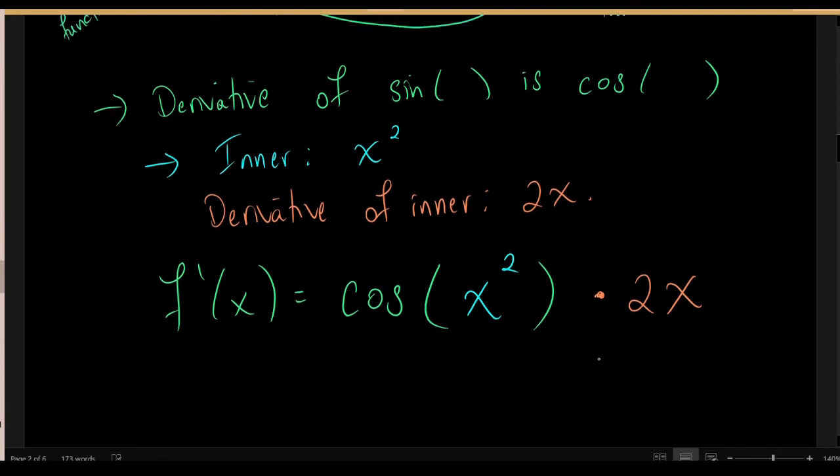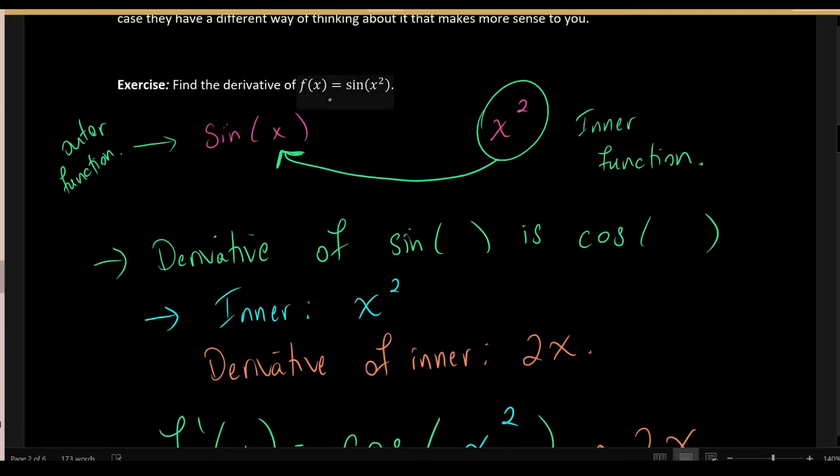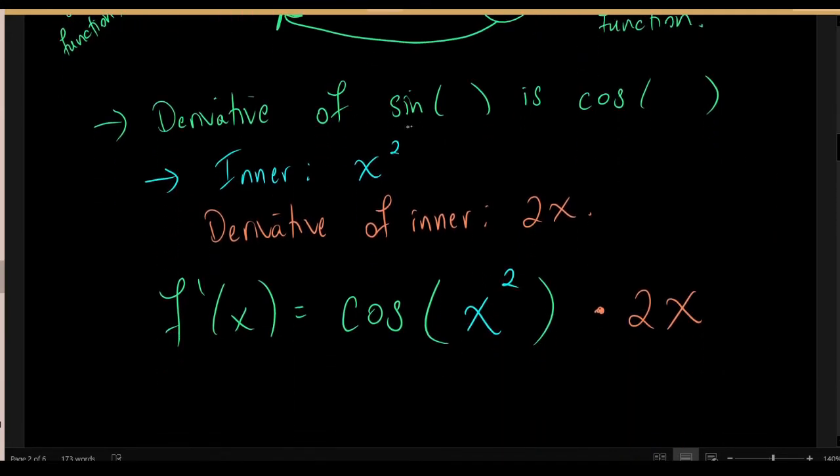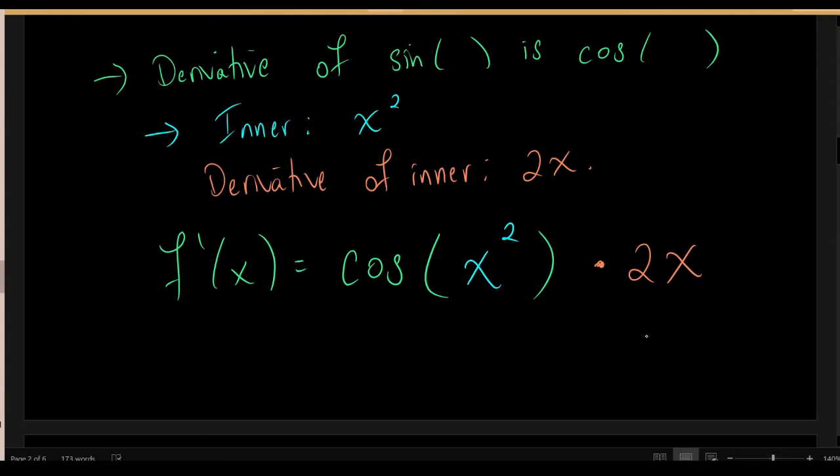This is the derivative of the composition sine of x squared. The derivative of sine becomes cosine, and x squared just sort of hangs around. But then you multiply that by the derivative of the x squared. You multiply that by 2x.